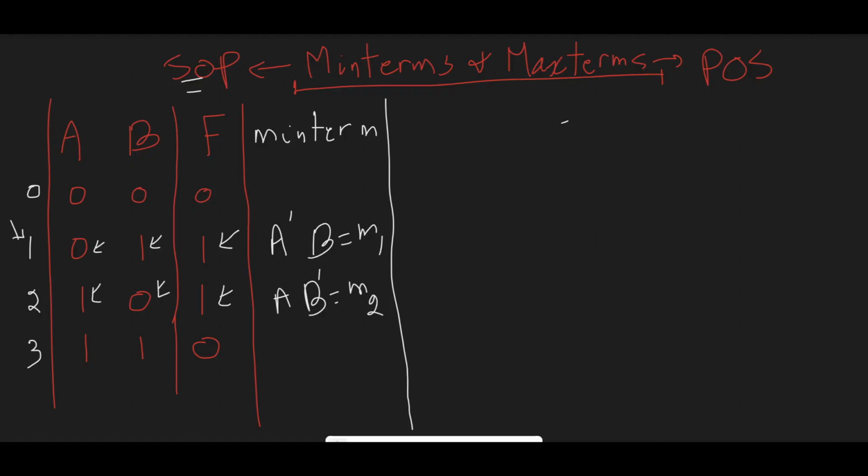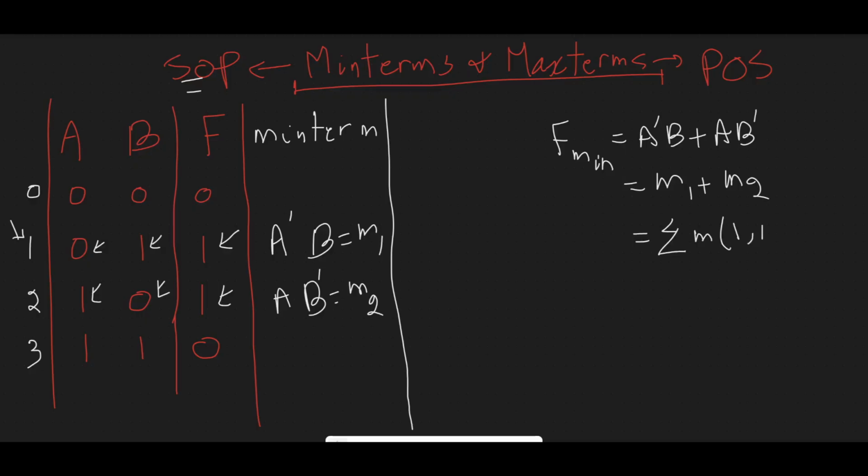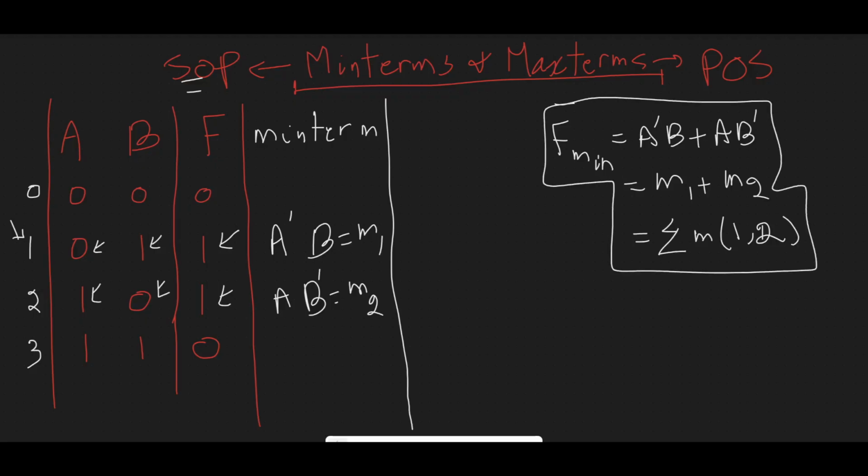So the minterm expression F min will be equal to A prime B plus A B prime, equal to M1 plus M2. We can also write it as the sum of M, in this case 1, 2. So this is the minterm expression of F.